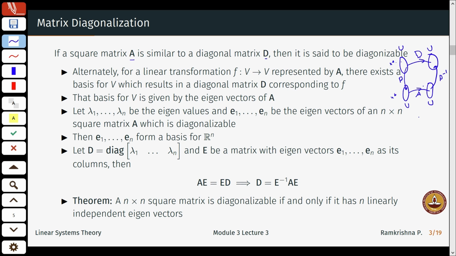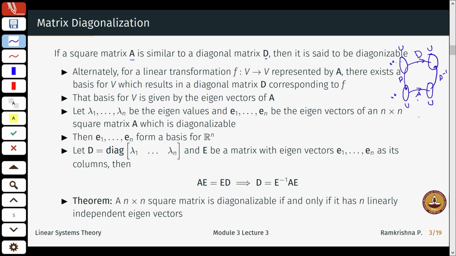And this essentially was the similarity transformation, that D is equal to P A P inverse, right. Okay. So, that's what it means, right. So, a square matrix A is similar to a diagonal matrix D, right. If this happens, then it is said to be diagonalizable, and let us see what it means in our context, right.